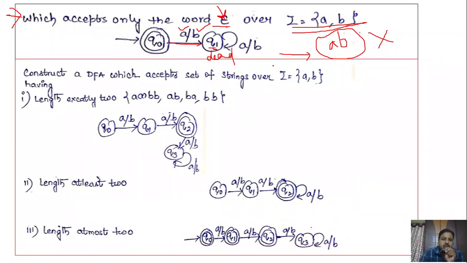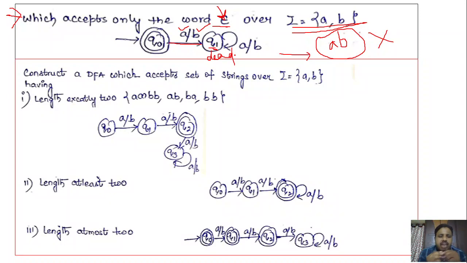Okay. So just remember this. Here we have used a dead state, right? In a dead state, we don't have any outgoing transition, only a self transition. Okay. And moreover, from the dead state, we cannot go to the final state. So these are the properties of the dead state that we have seen in the previous sessions. Okay. And next, practice the next problem.